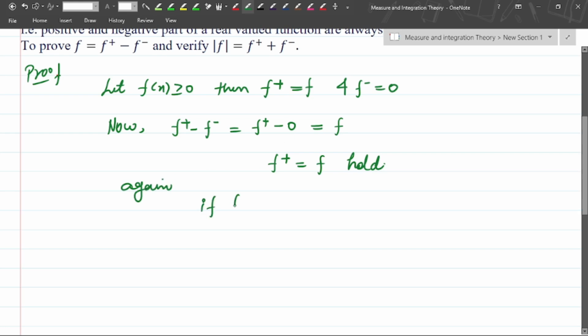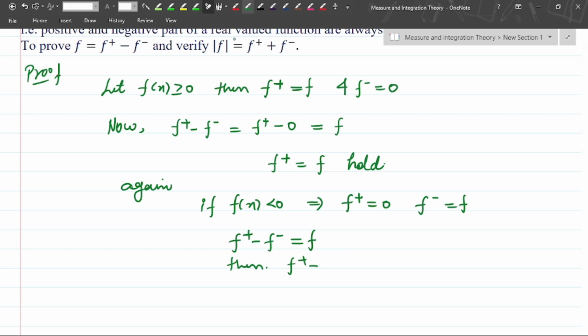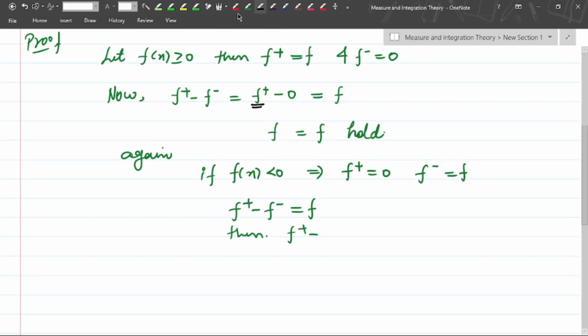And again, simple results. If f(x) is less than 0, it means that f plus will be 0 and f minus is equal to the complete f. It means f plus minus f minus is equal to f. Then we can prove that f plus minus f minus is f. So this result will hold.